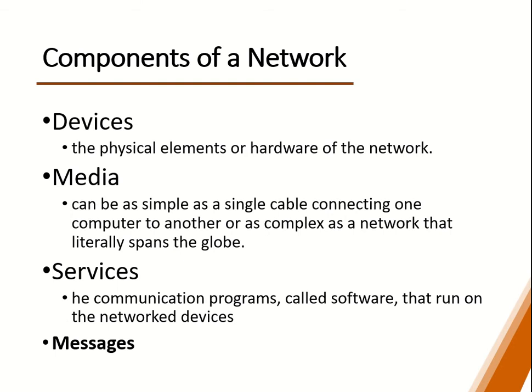All right, so we have here the components of a network. We have devices, media, services, and messages. Last chapter, we mentioned the platforms or the elements of a network. And yeah, they seem similar, right? What is different here is the term rules, so we can associate it with services. Again, we have 4 components of a network.